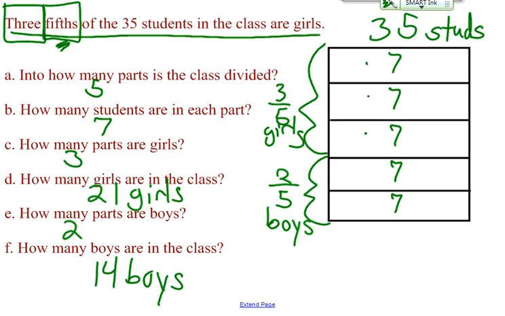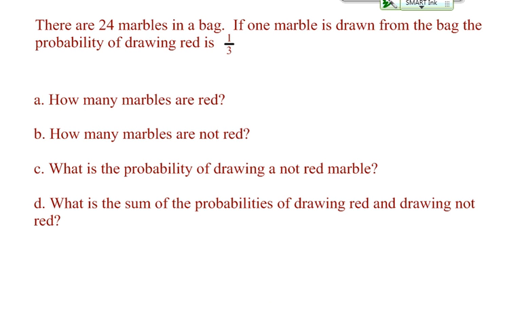So just from this little bit of information, 3/5 of the 35 students in the class are girls, we're really able to break this apart in a way that we can answer a lot more questions than what our original statement gives us. Let's try another one. It says there are 24 marbles in a bag. If 1 marble is drawn from the bag, the probability of drawing red is 1/3, 1 in 3.